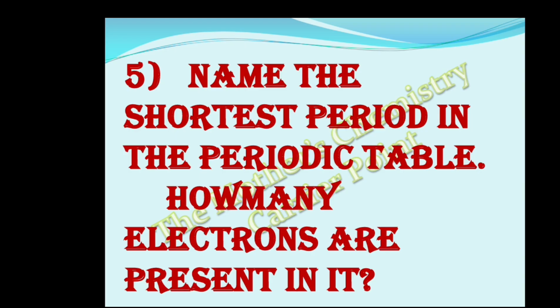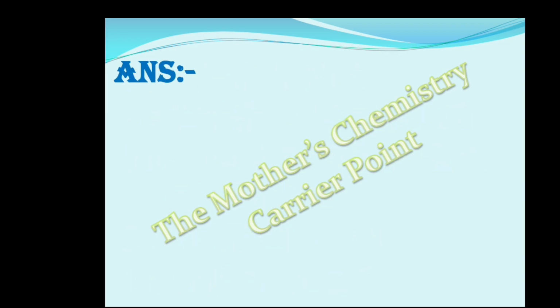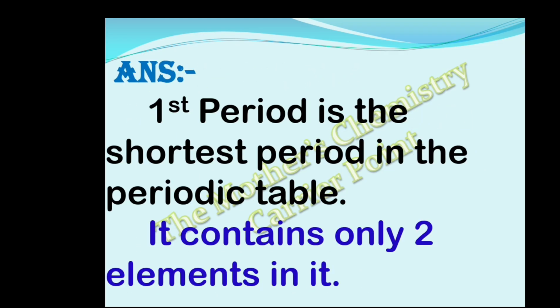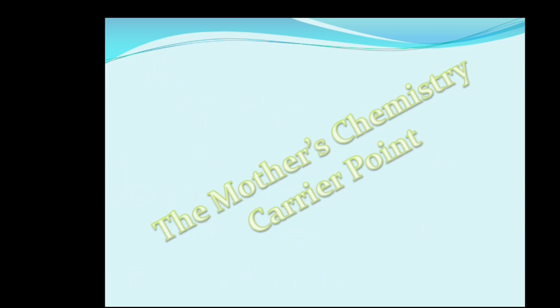Name the shortest period in the periodic table. How many elements are present in it? The shortest period in the periodic table is the first period. Only 2 elements are present in it, that is hydrogen and helium.